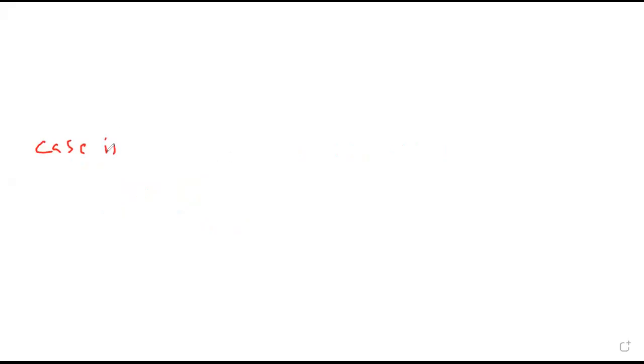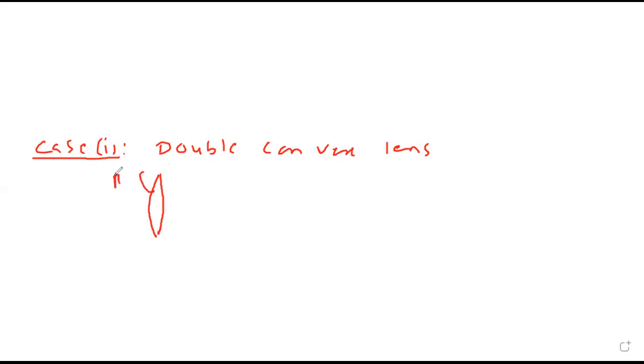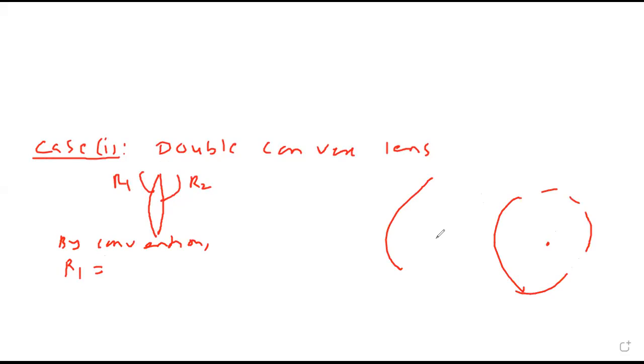Case 1, double convex lens. For double convex lens, the left hand side is always taken first and the right hand side second. Can you tell me where the center of R1 is, on the left or on the right by convention? Right. And the center of the other one? Left. Right is taken as positive. So by sign convention, R1 is plus and R2 is minus.